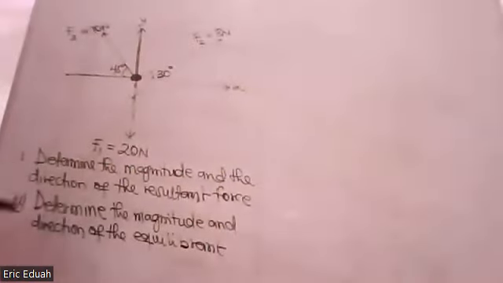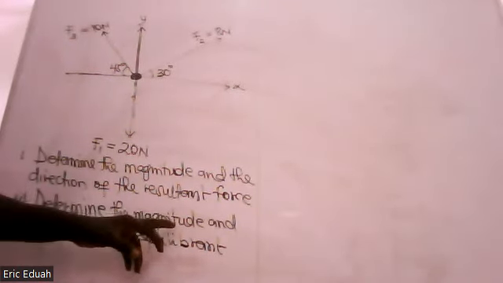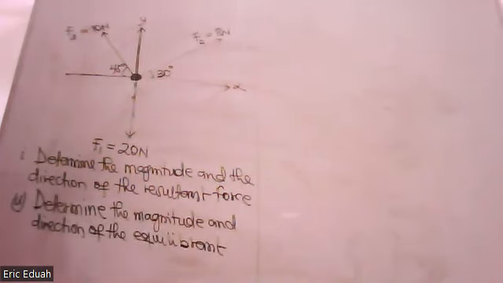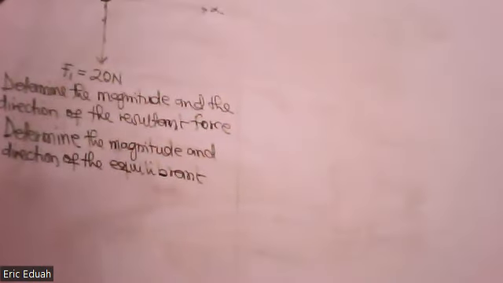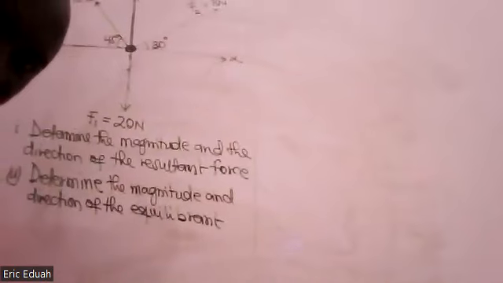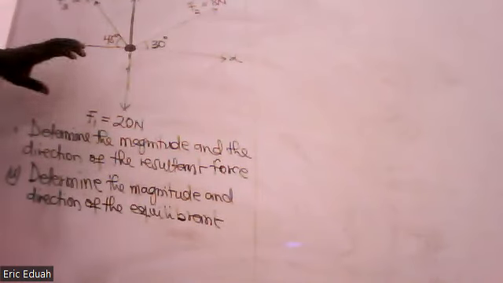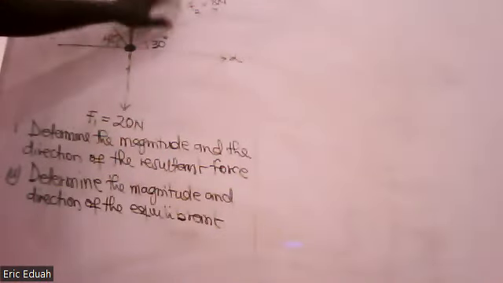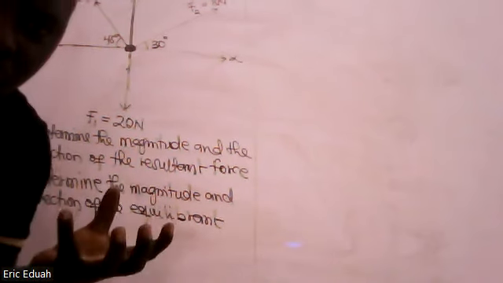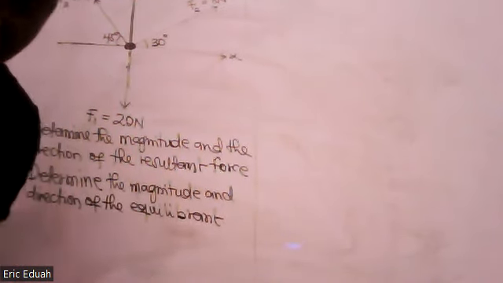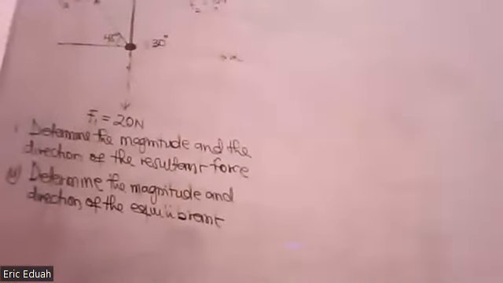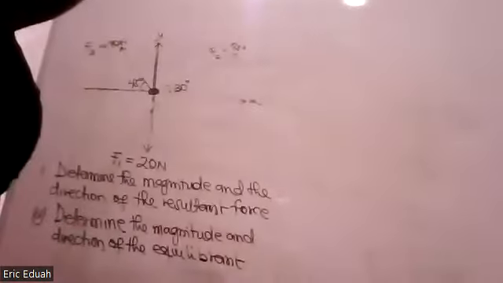So I determine the magnitude and direction of the resultant force. I determine the magnitude and direction of the equilibrant. Okay, so this is what I will expect from you. The first thing I want you to do is to help me resolve all these forces, F1, F2, F3, into components, vertical and horizontal components. All right, so do that for me.